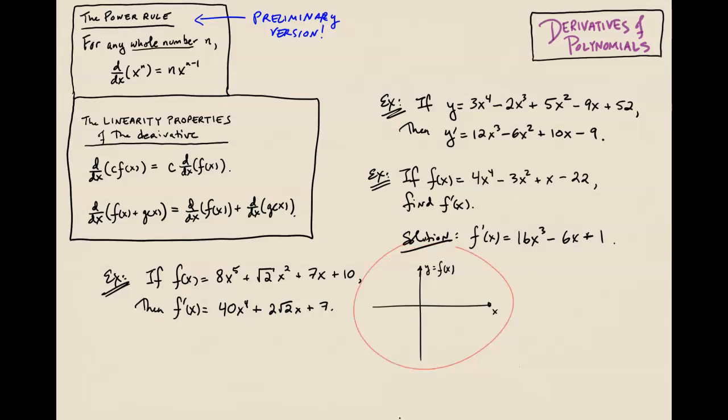What does this graph look like where it crosses the vertical axis? Well, we know that happens when x is 0, so we could find the point where it crosses the vertical axis by looking at the equation for f. Well, f of 0 is 0 minus 0 plus 0 minus 22, so f of 0 is minus 22. That means the graph of f passes through the point (0, minus 22).